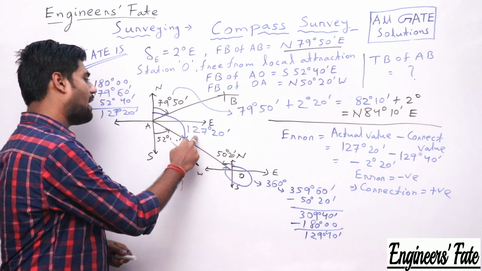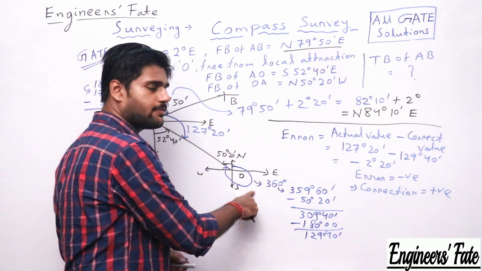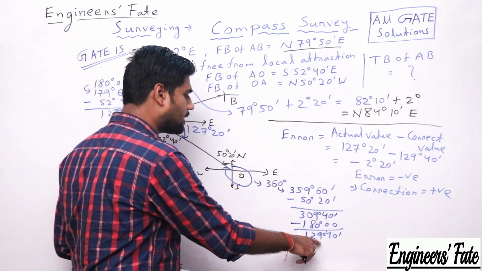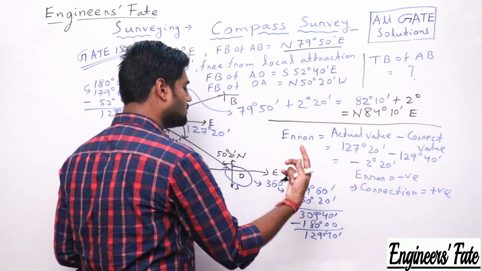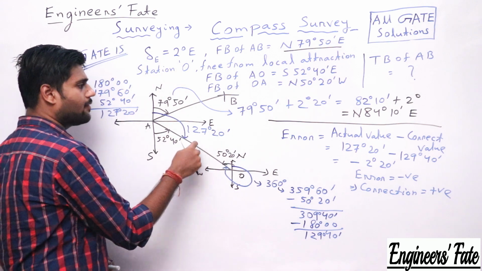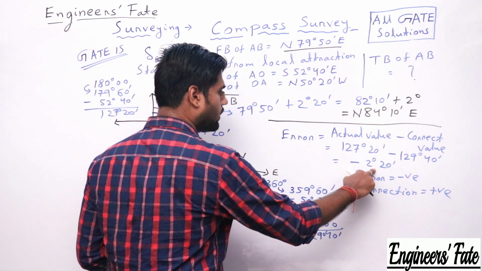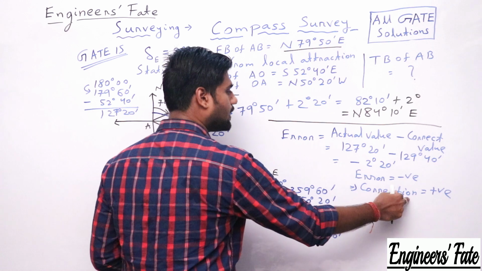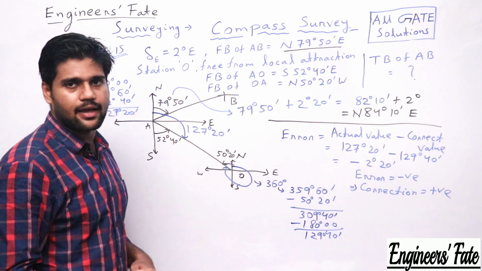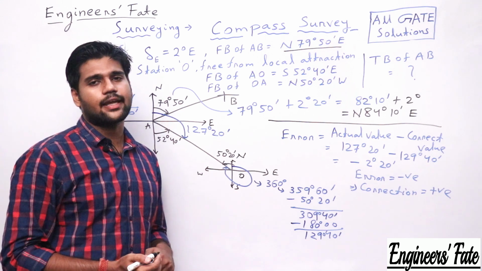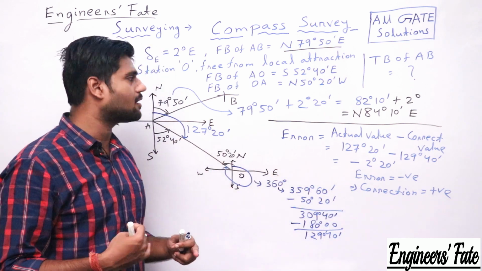So first I have converted the values into WCB, then the station O is free from local attraction. So I have got the correct bearing as 129 degree 40 minute. Then whatever the error I need to find, I have found it as 2 degree 20 minute. So if the error is negative, the correction should be positive, means that correction should be added to the station A, and whatever the reading I have taken from that station A, that correction should be added, and that will be the correct answer.